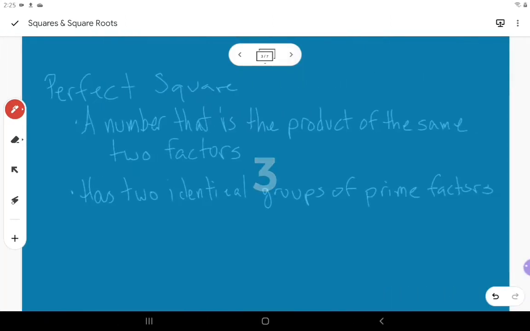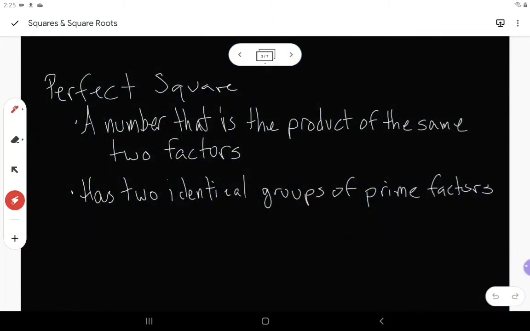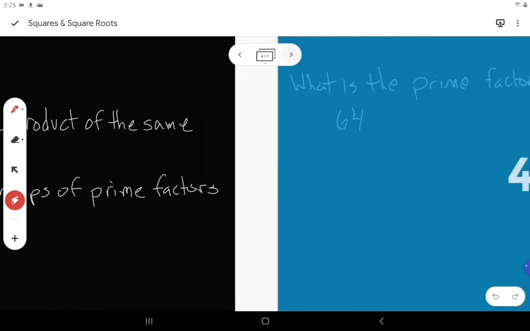Okay? So I'm going to add on to that definition of a perfect square. So we still say it's a number that is the product of the same two factors. But also a perfect square will have two identical groups of prime factors. So that prime factorization is actually one of our ways of telling whether a number will be a perfect square or not.